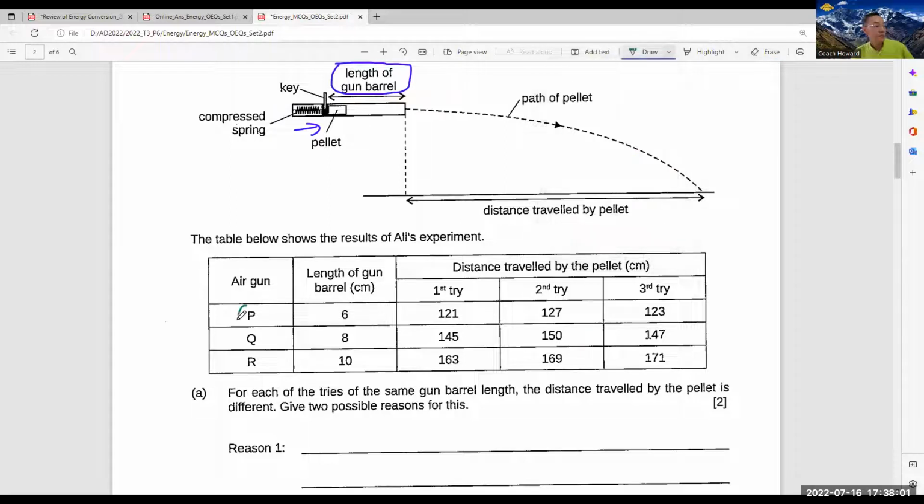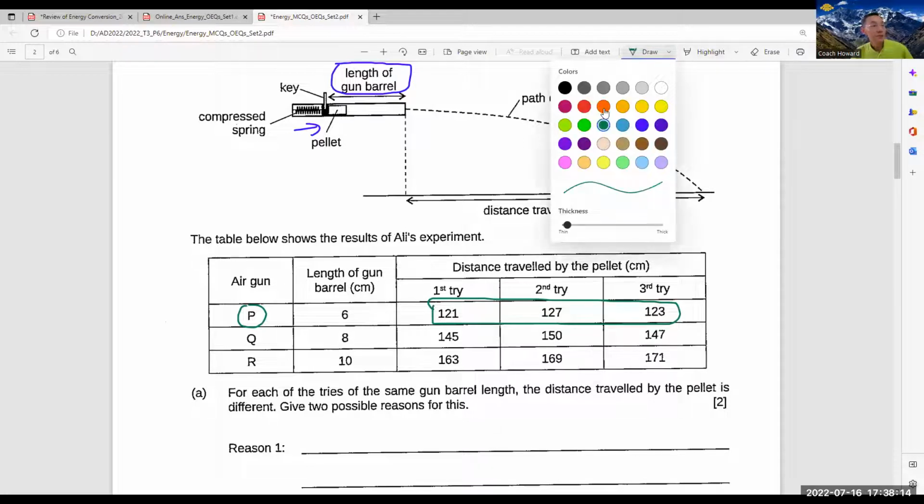For this one is this gun barrel. Why are these 3 answers different? What they mean is, why are these 3 answers different? So they ask you to give 2 possible reasons. Okay, notice the second one is also the same thing.